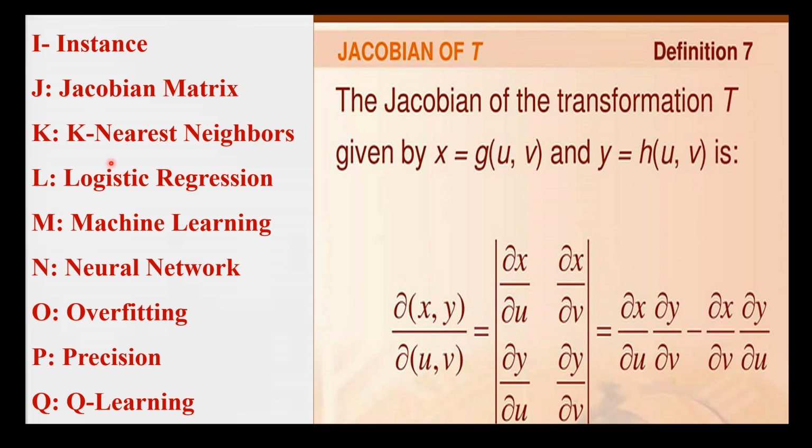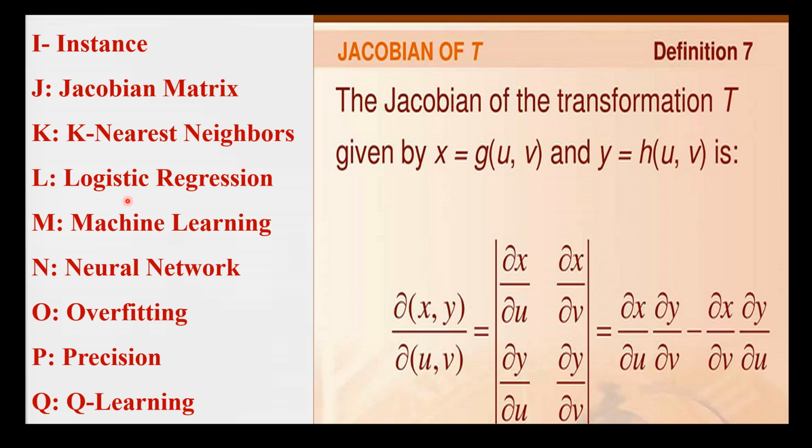K is the K-nearest neighbor. So imagine finding the best suited restaurant for a particular cuisine based on your friend's recommendation. So this K-nearest neighbor is a machine learning technique that predicts an output by finding the K closest instances in the training data and averaging their output.